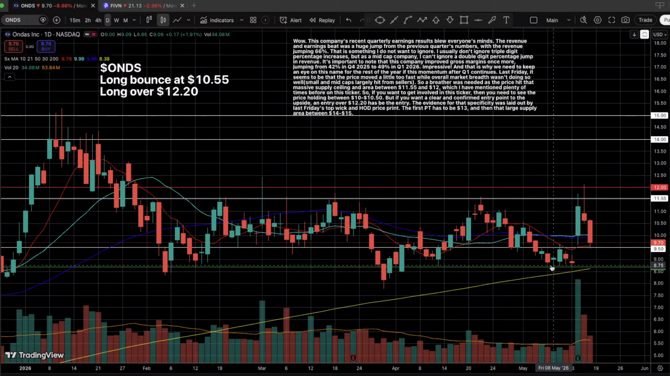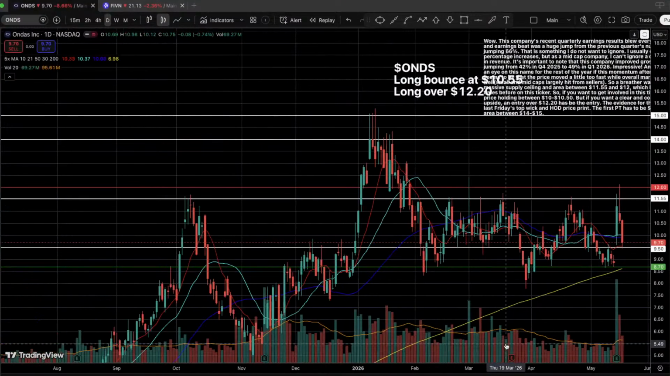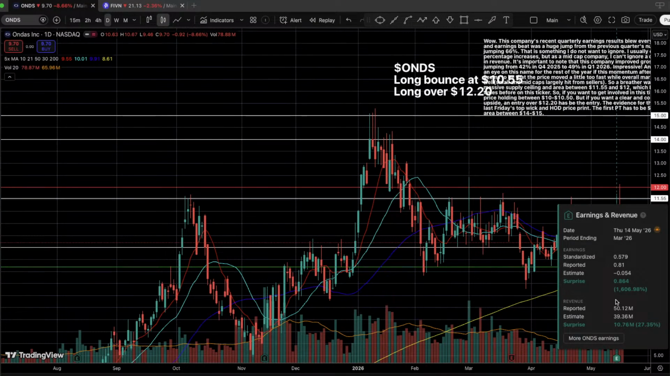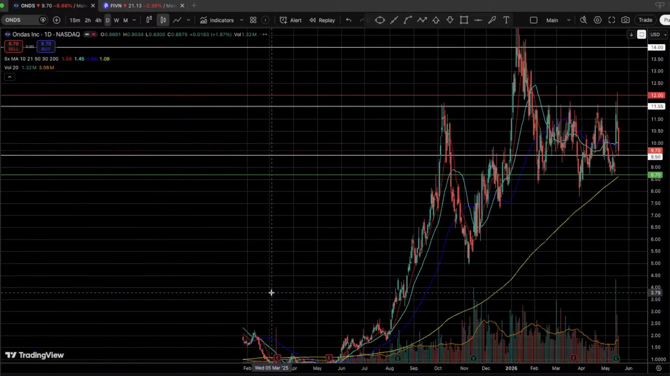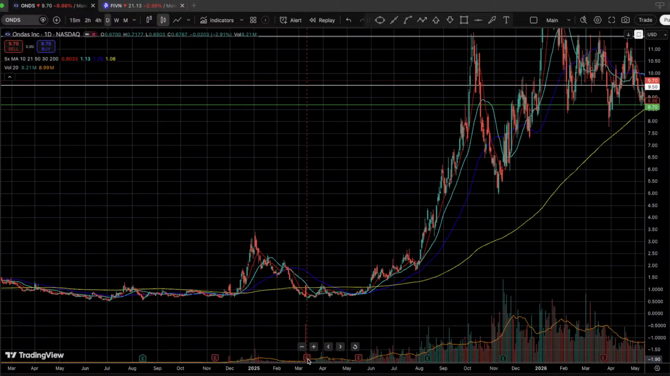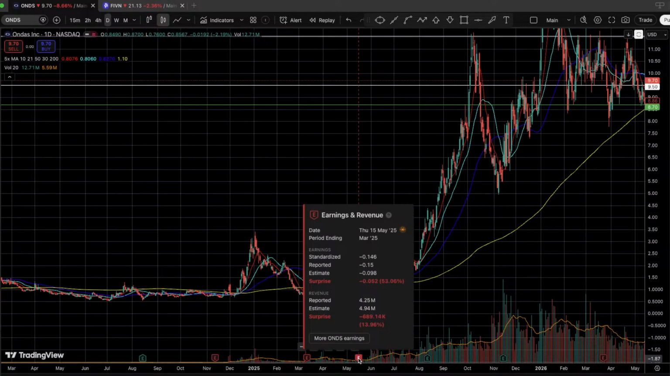revenue growth. And luckily for us, TradingView can give us a very nice look into the revenue growth. I don't know why I keep saying earnings. So the reported revenue for the first quarter of this year was $50.12 million. Now, do you guys want to see the actual year-over-year change compared to last year? Well, here it is. Here is the first quarter of 2025. Right here. The reported revenue in the first quarter of 2025 was $4.25 million.